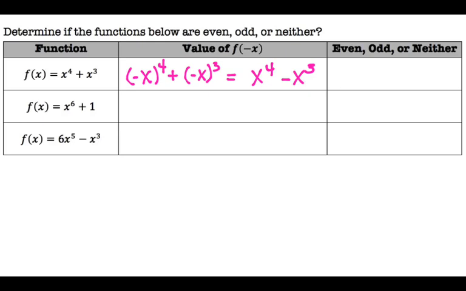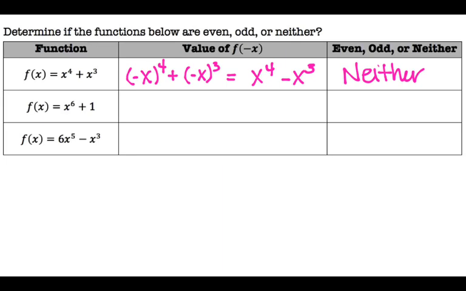And then plus negative x to the third. If it's to an odd degree, it's going to stay negative, so that's going to become a minus x to the third. So this is not the same as f of x, because the plus sign in the middle became a minus. And it's not the opposite either, because x to the fourth is still a positive. So this would be neither even nor odd.